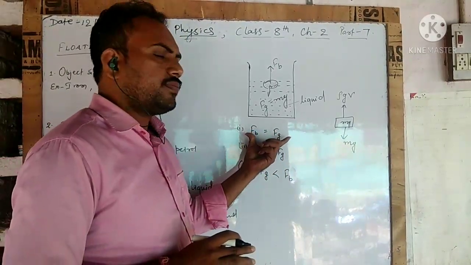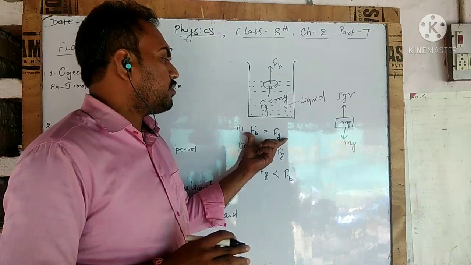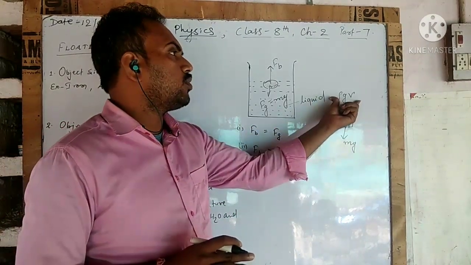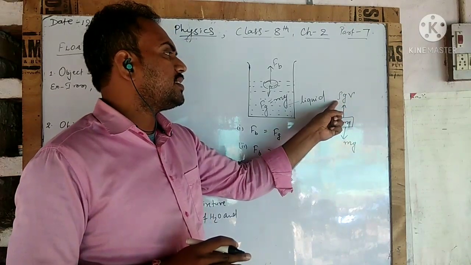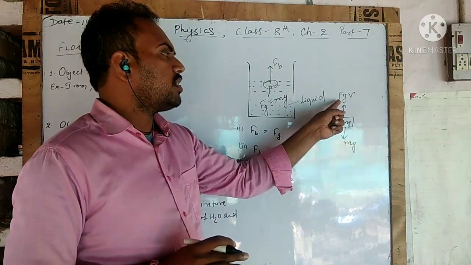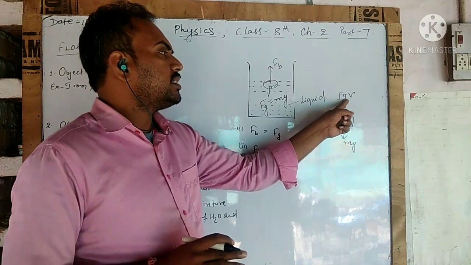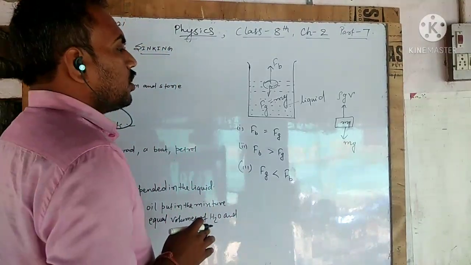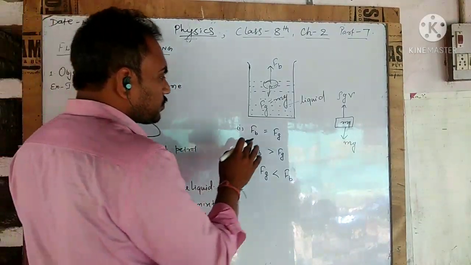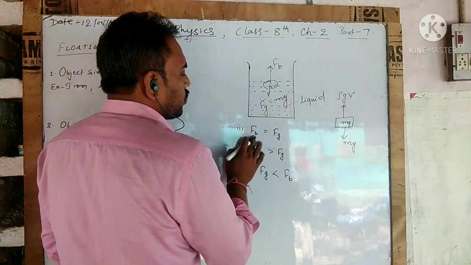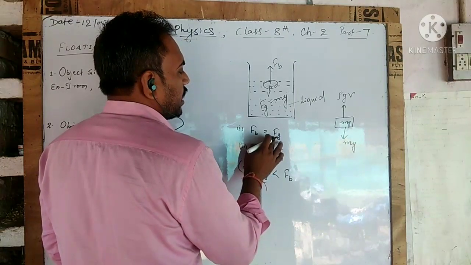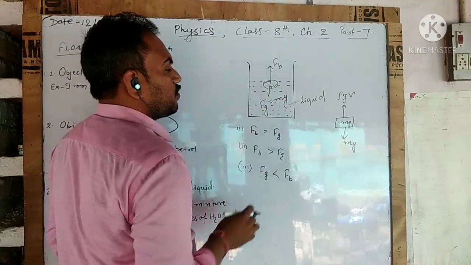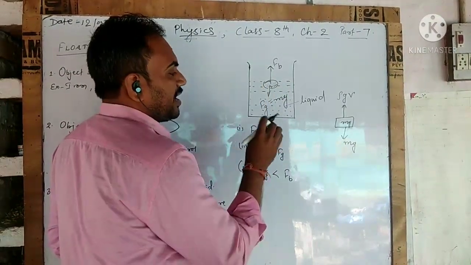In the 9th class, I will explain that the force of buoyancy is equal to rho g V. Rho means the density of the liquid, g is the acceleration due to gravity, and V is the volume. So the force of buoyancy is rho g V, and the force of gravity, that is the weight experienced by this body, is mg.